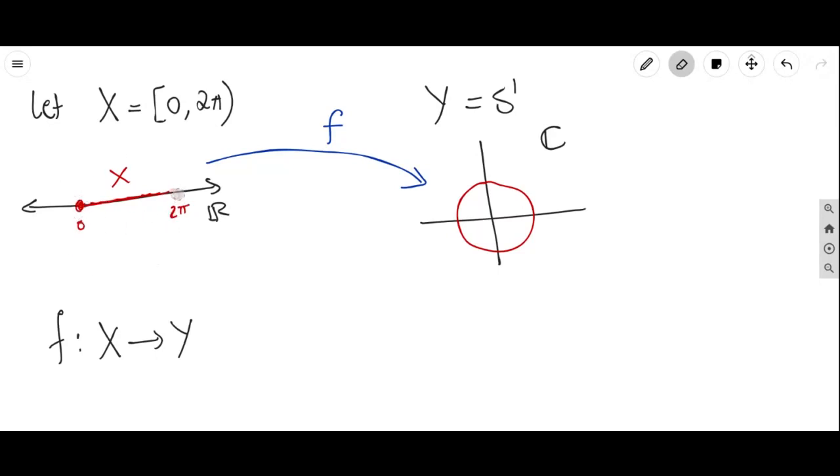Now, the reason why we leave this one omitted is because we want this to be a one-to-one mapping. If these two points were both included, then both of these points get glued together and they get mapped to the same point on the circle. And we want to avoid that. We want this to be a one-to-one mapping. So that's why we exclude this endpoint.